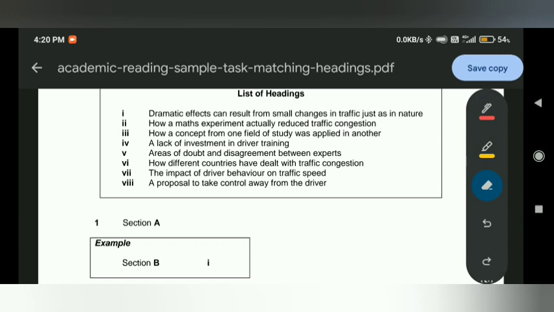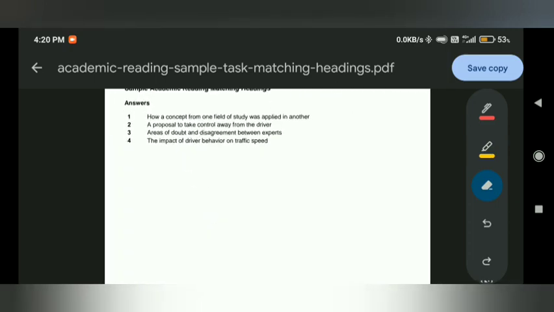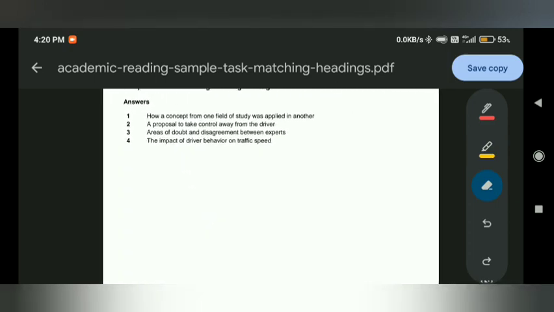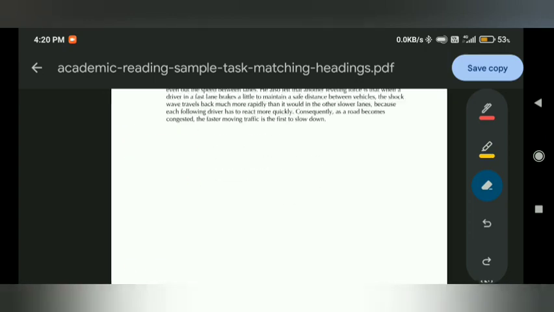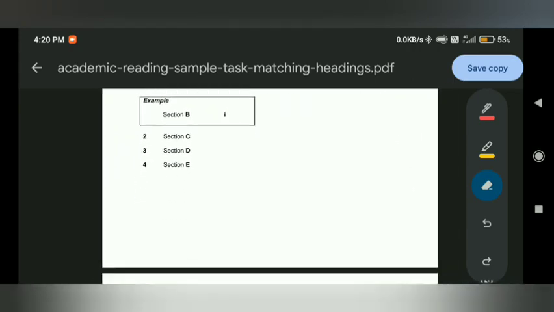According to them, people will use the highway because they have told that they will allow the limited number of vehicles to move on the highway. So let's check the answer. Yes, the answer is correct: a proposal to take control away from the driver. So like this only you can also solve IELTS reading very easily.